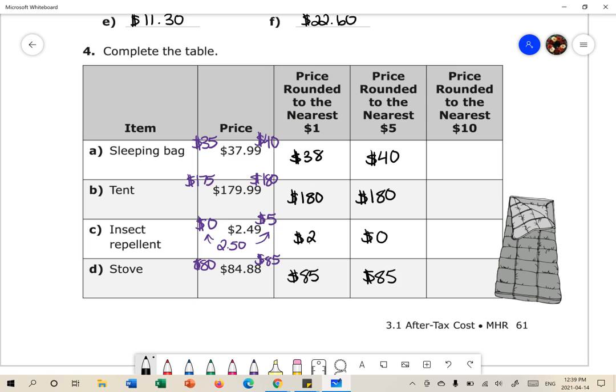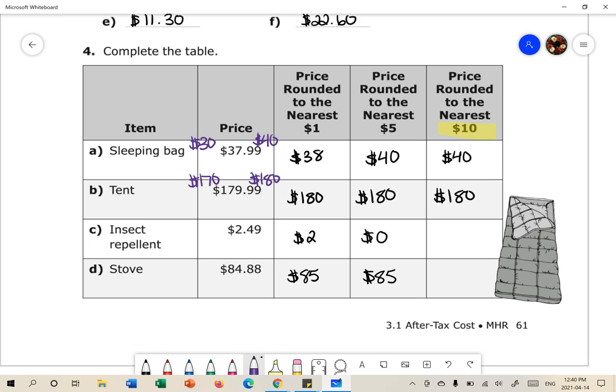Okay, and then the last column is asking us to round to the nearest $10. So $37.99, is that closer to $30 or $40? Well, it's closer to $40. $179.99, is that closer to $170 or $180? It's much closer to $180.